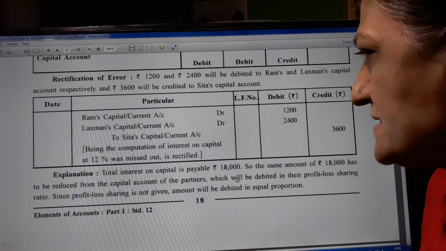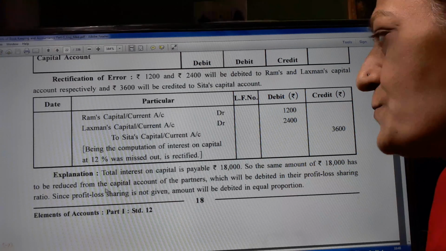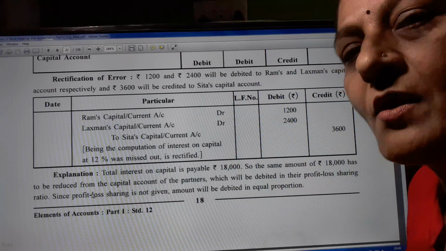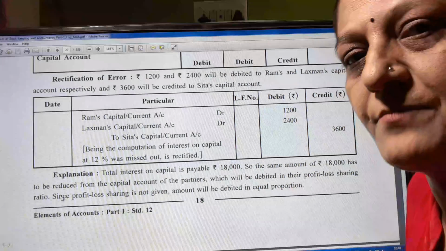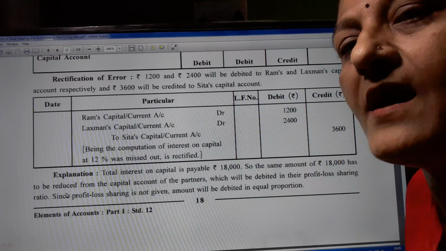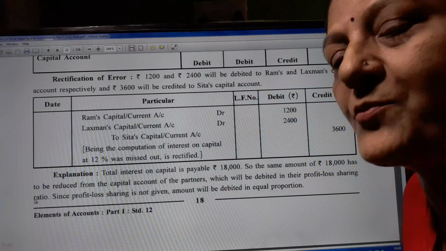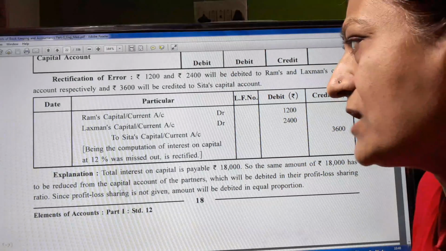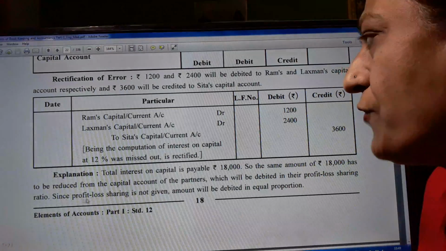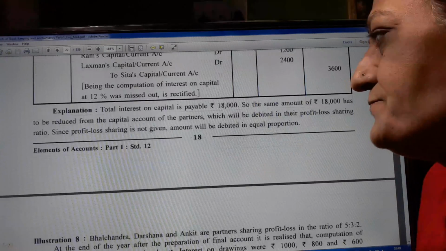Total interest on capital payable is 18,000, so the same amount of rupees 18,000 has to be reduced from the capital account. Here capital interest is not calculated, so we reduce this amount from the profit because more profit was given to the partners, and capital interest is an expense for the firm, so we subtract this amount from the total profit. So 18,000 is there and in equal proportion we have to distribute this 18,000. Profit and loss sharing is not given, so the amount will be debited in equal proportion, we know that.